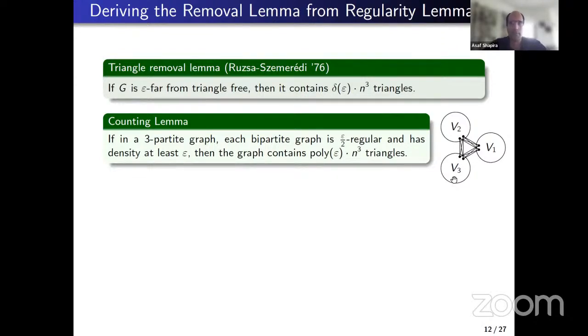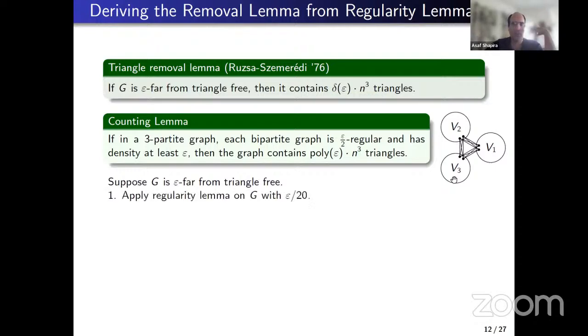It's polynomial in epsilon times n cubed. Okay, so let's see, how do we prove the removal lemma using the regularity lemma and the counting lemma? Suppose we get a graph that is epsilon far from being triangle free. We apply the regularity lemma with, let's say, epsilon over 20.